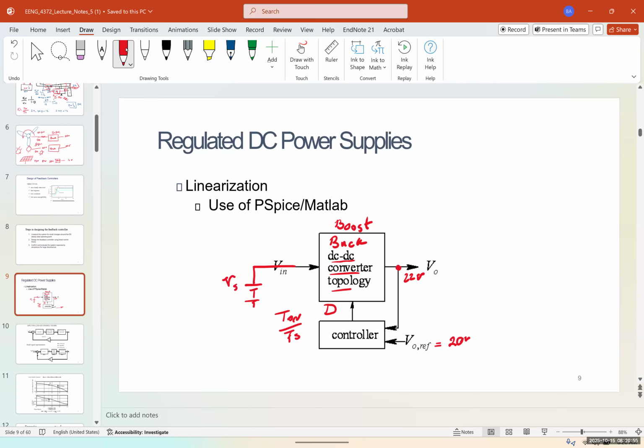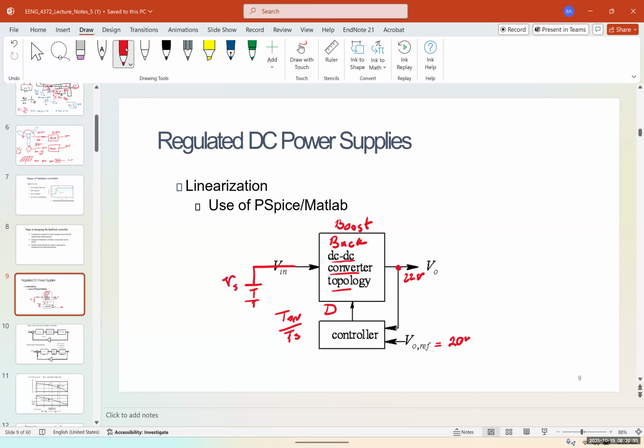And for a small signal representation, again, we have the controller, the PWM, and we have the power stage plus an output filter. And we feed it back through a feedback. You can see KFB as the feedback gain that we have. Now V out here would be V out plus V hat out, and D is going to be D plus D hat, and VC is going to be VC plus V hat C.